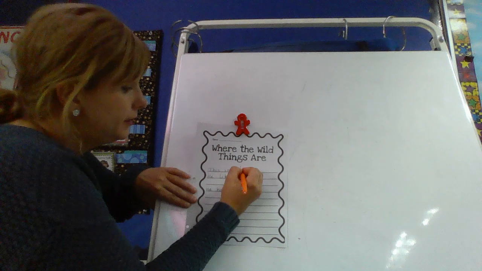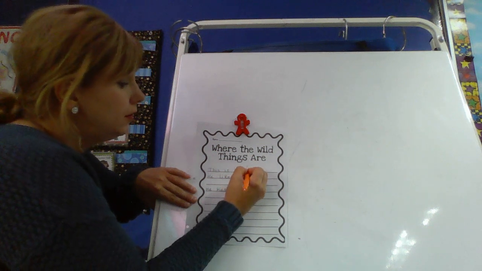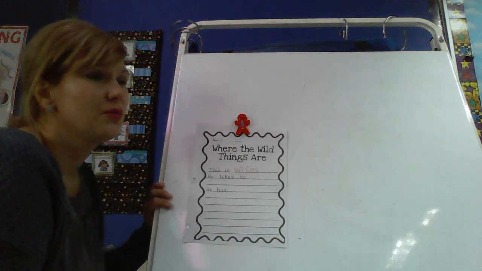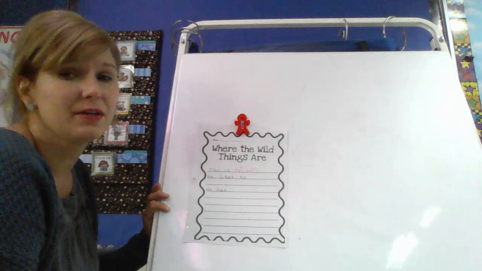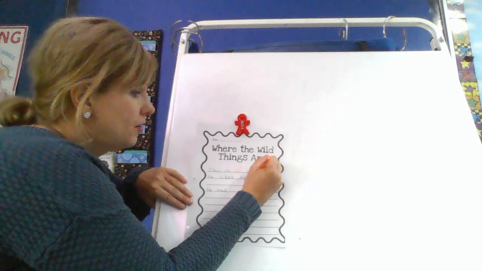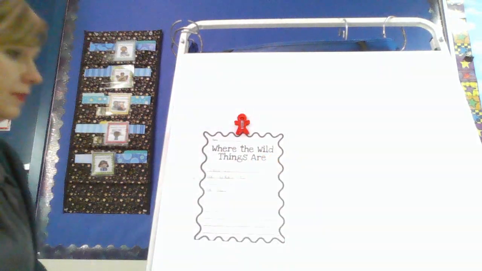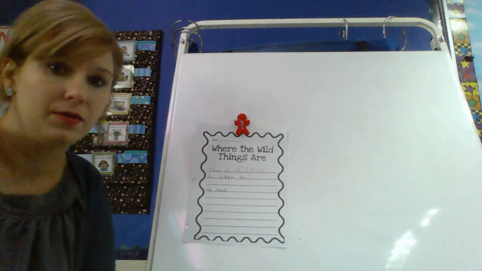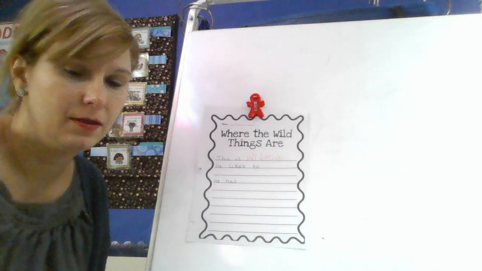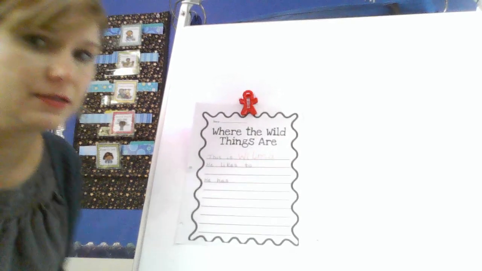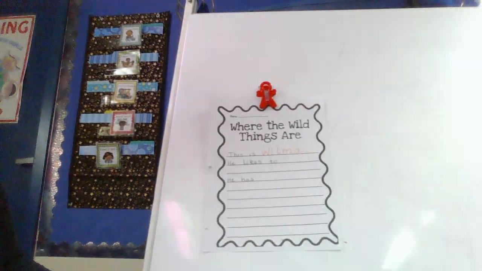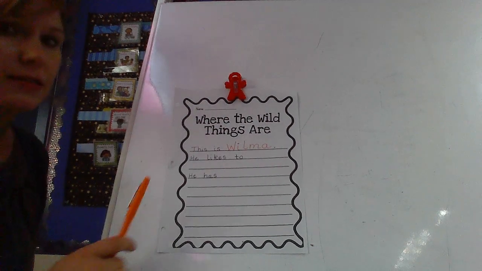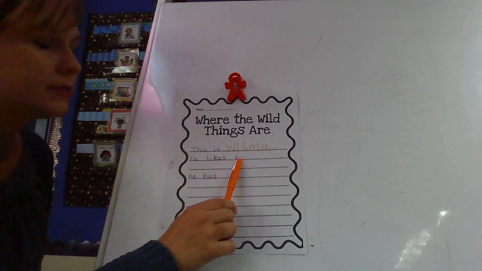W, I, L, and then I hear a U sound, but I do know how to spell Wilma. It's kind of a tricky name, so it's an A. Wilma. And that's the end of the sentence there, so I'm going to put a period. Hope you guys can see that. Scooch even closer. Okay, then it says, he likes to blank.